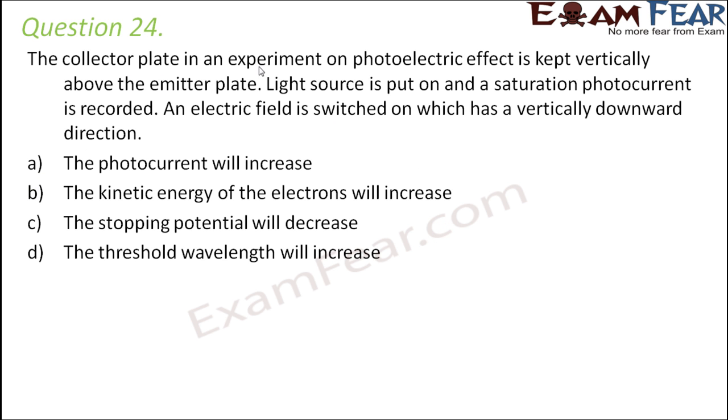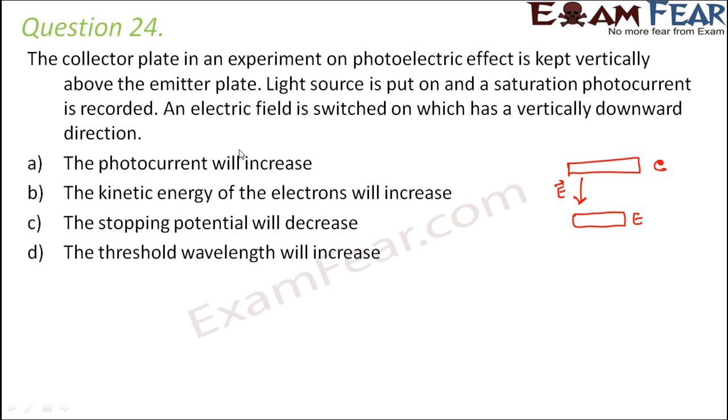Question number 24. The collector plate in an experiment on photoelectric effect is kept vertically above the emitter plate. So let's say that if this is the collector plate, this is placed vertically above the emitter plate. Okay. Light source is put on and the saturation photocurrent is recorded. An electric field is switched on which has a vertically downward direction. So the direction of the electric field is in this fashion, that is vertically downward direction. So we have to say which of these statements is correct.